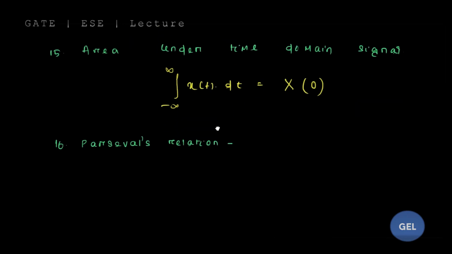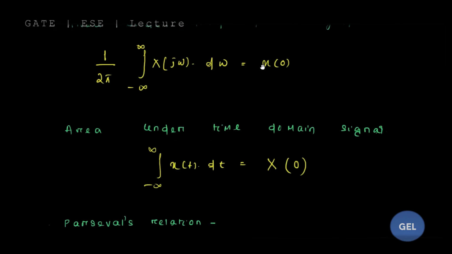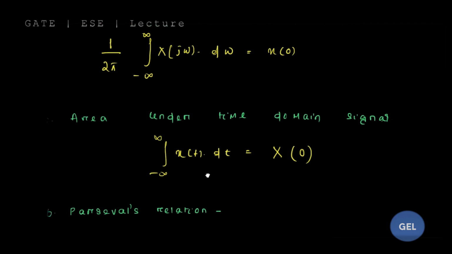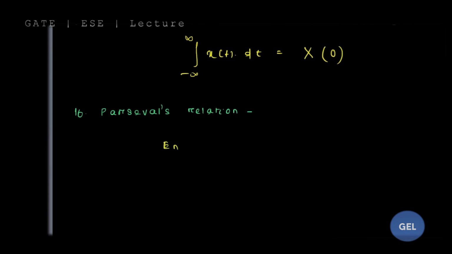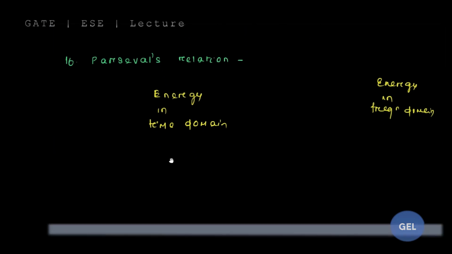Clear this concept? Now, Parseval's relation, very important property. These two are very useful in the final value theorem and initial value theorem in the Laplace domain. Very important from the GATE exam point of view. Parseval's theorem: we know energy in time domain and energy in frequency domain. So let's find the energy in the time domain, which is E equals integral of |x(t)|² dt, from minus infinity to infinity.